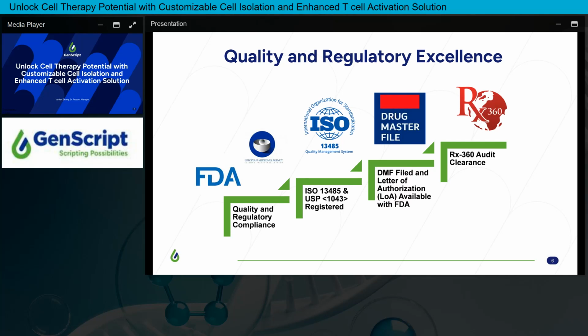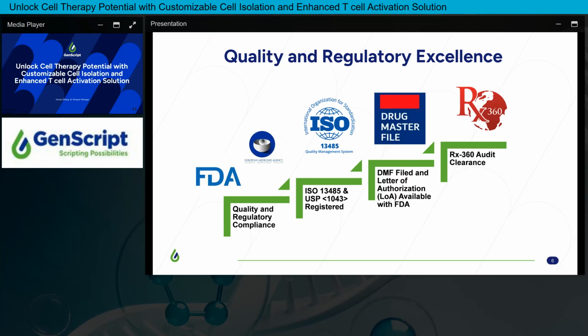So throughout the years, the Cytosinct and Encead cell isolation and activation products have achieved quite some milestones supporting our customers globally in their cell therapy development. The products are fully compliant with global regulations and quality standards, including FDA and EMA. It is registered for ISO 13485 for the cGMP grade and USP 1043 as well.